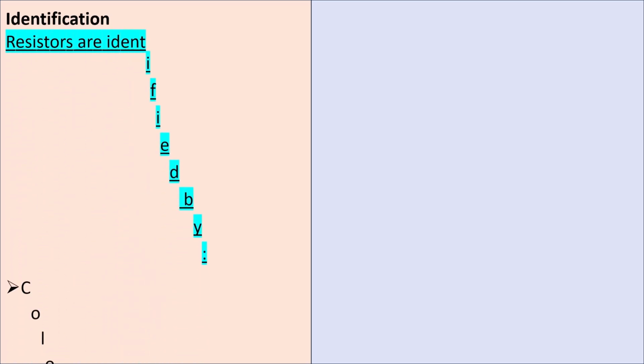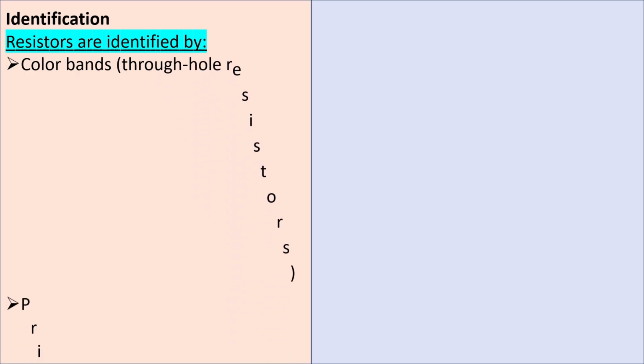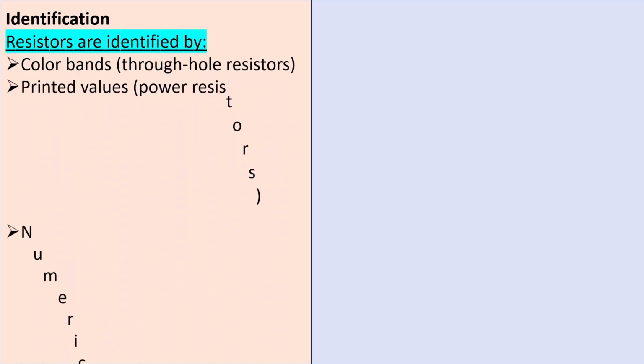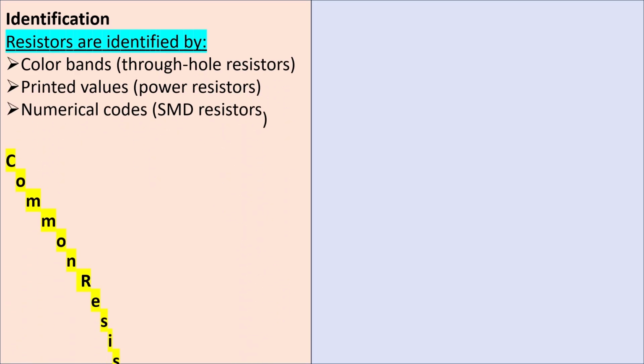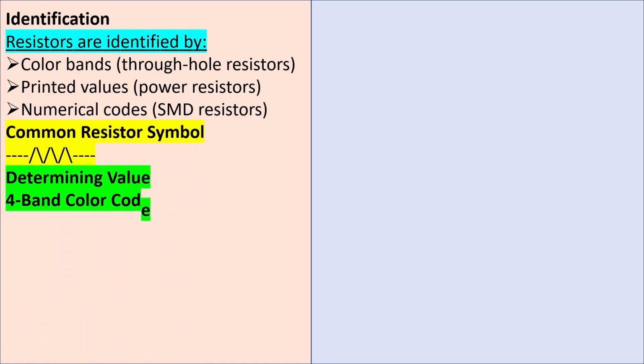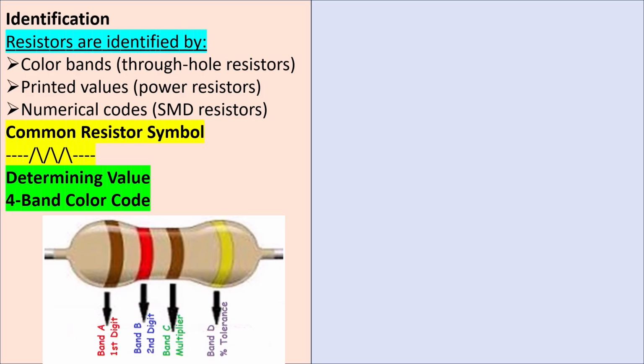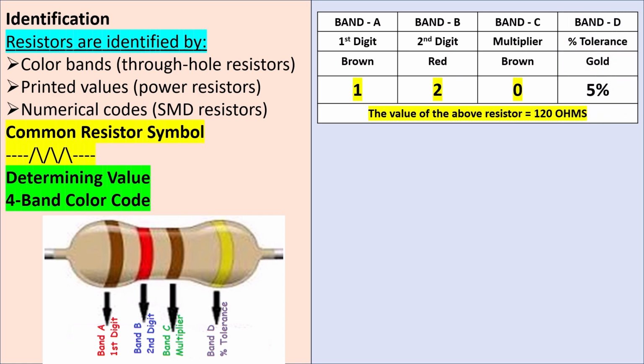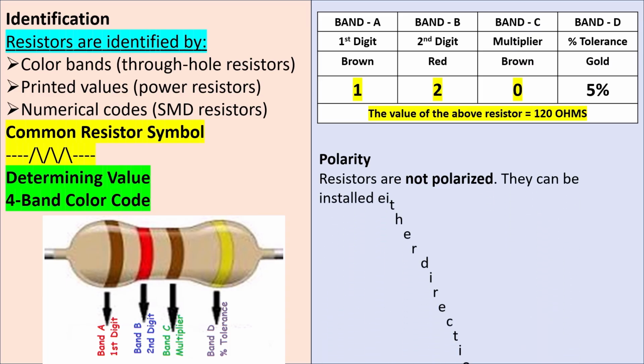Identification: resistors are identified by either color bands (through-hole resistors), printed values (like power resistors), and numerical codes (SMD resistors). The common resistor symbol is that little zigzag line there. And determining the color value for the 4-band color code, this is just a basic rundown. Band A is the first digit, and in this case it is brown, and the value is 1. Band B is the second digit, which is red, and you can see the next one is 0, which is brown, and then the tolerance.